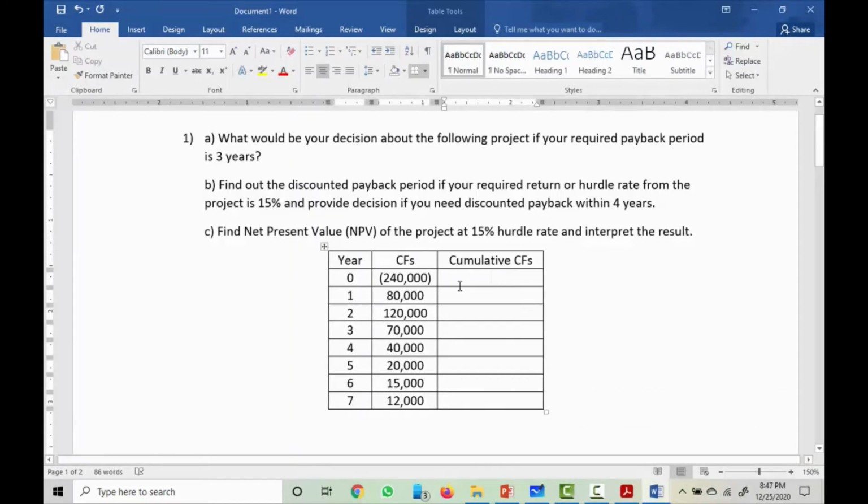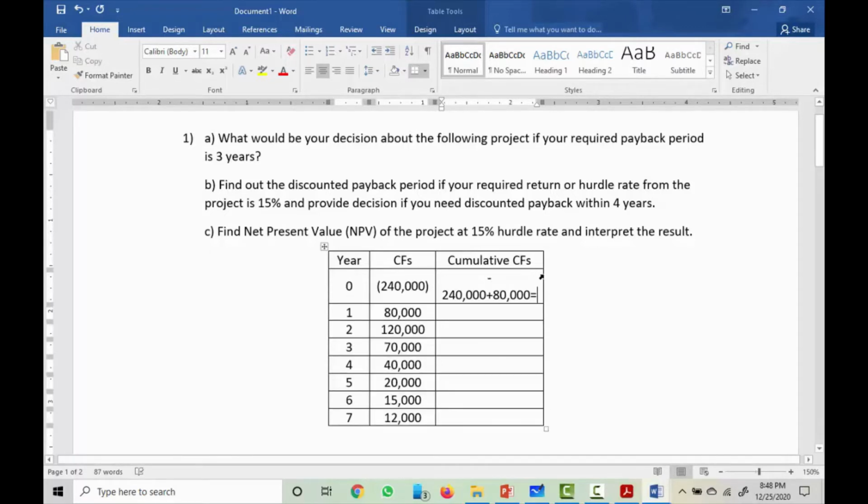To find out the payback period, we need to calculate cumulative cash flows. That means we need to add these two first, the initial investment and the year 1 cash flow. So minus 240,000 plus 80,000.